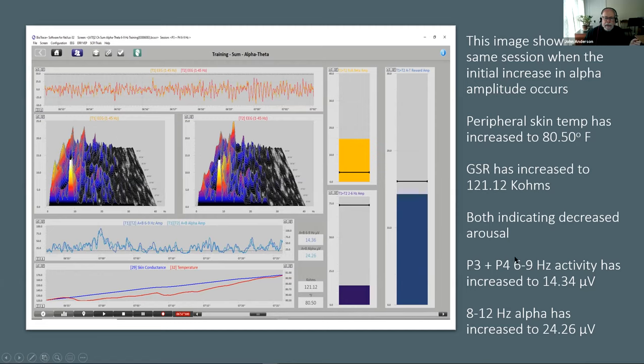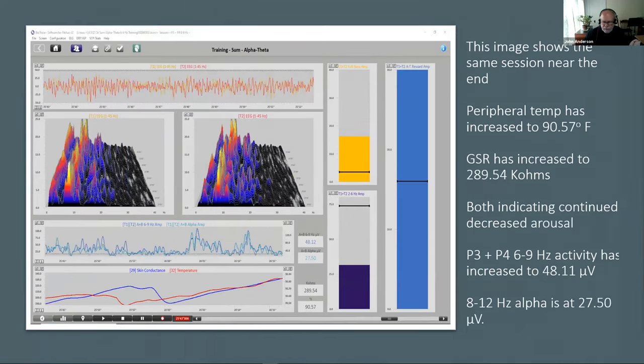And you see that the voltage has gone up above 20 microvolts. Remember, it was about 10 microvolts before. Now it's above 20 microvolts. It's almost 25 microvolts. And the 6 to 9 hertz activity also has gone up quite markedly. So that's good. The other thing that's happened is that her GSR, her skin resistance, basal skin resistance, has gone up. Not a lot, but a little bit. She's above 100. And her skin temperature is hanging out about the same place, right about 80, although it's gone up a hair.